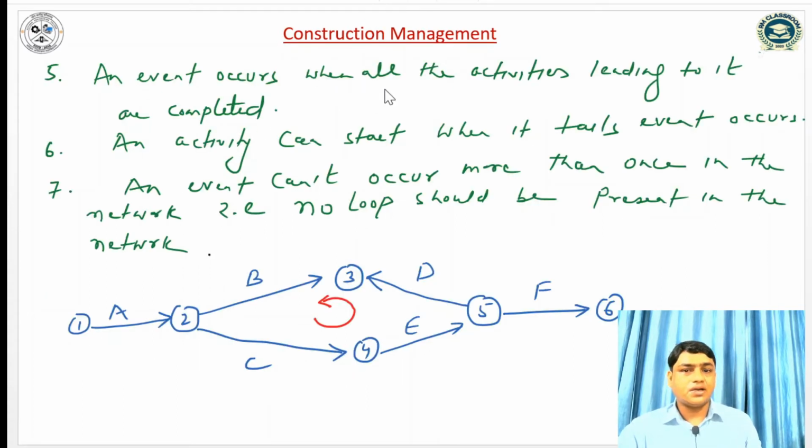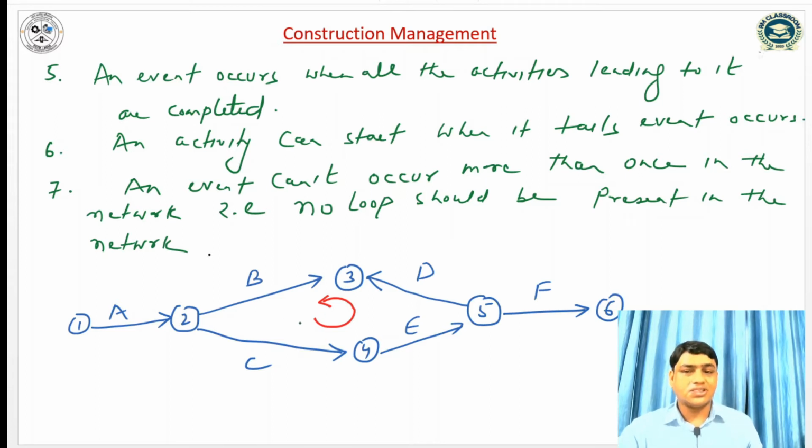Similarly, an event occurs when all the activities leading to it are completed. So our network diagram will be complete only once we utilize all the activities. The sixth one is an activity can start when its tail event occurs. And the next rule is an event cannot occur more than once in the network. That is, no loop should be present in the network.